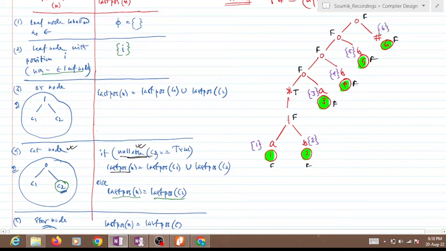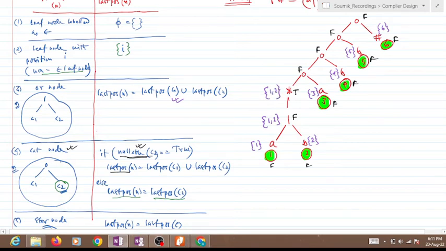Now calculate the lastpos of this OR node. This is the rule, so we have to perform the union of the two children, so it will become 1, 2. Now in case of the star node, we know that the lastpos is the same as its child, so its lastpos will be 1 and 2.